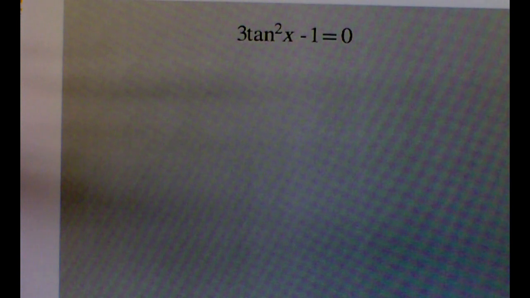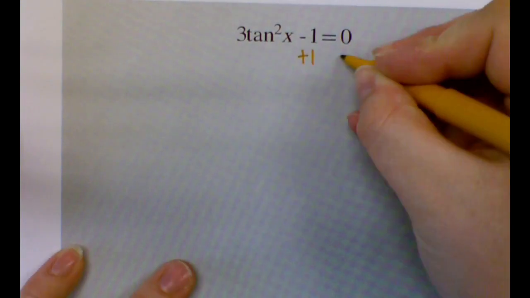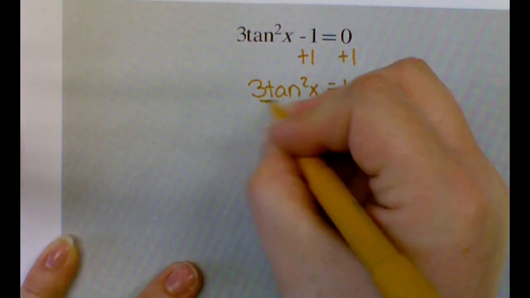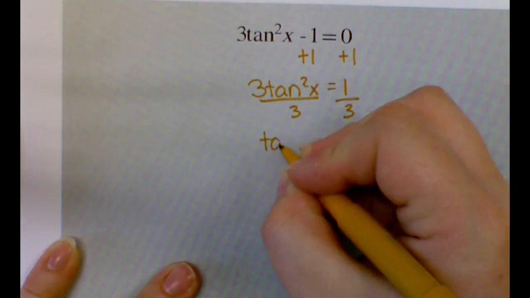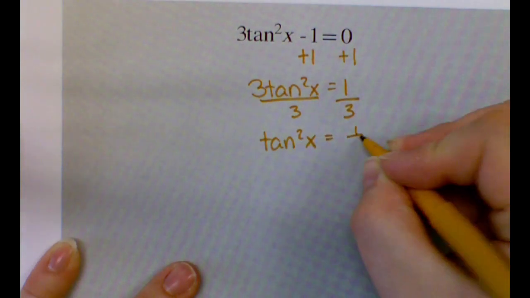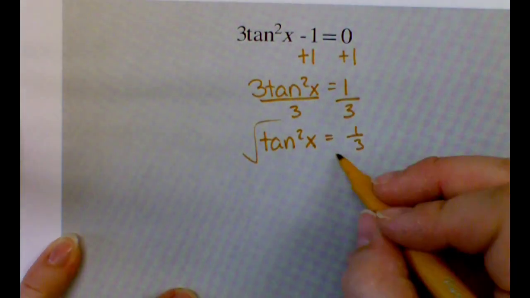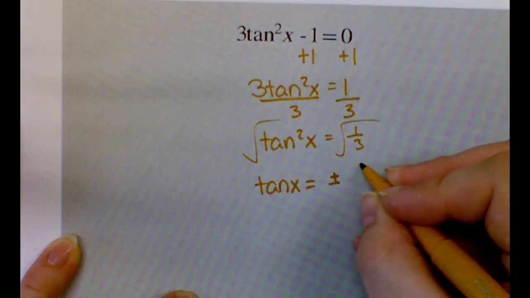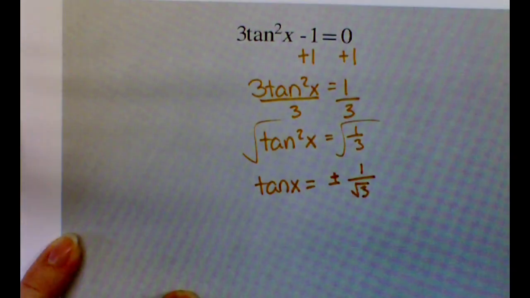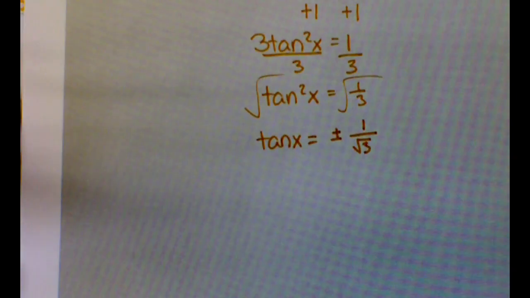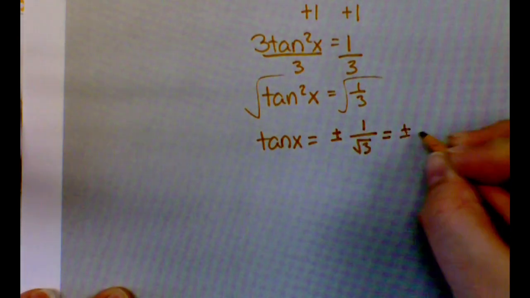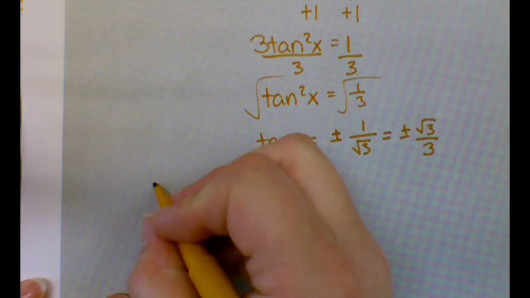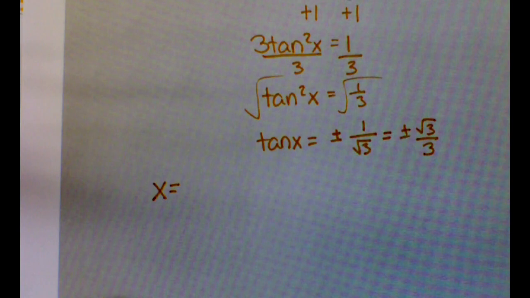So I start by getting tangent alone. Add 1 to both sides. Divide by 3. And then I undo the square with a square root. That gets me tangent of x equals plus or minus, square root of 1 is 1, square root of 3. Well, we don't usually leave it like that. We would probably change it into square root 3 over 3. But either way is okay, because all I care about is what angle has that tangent.